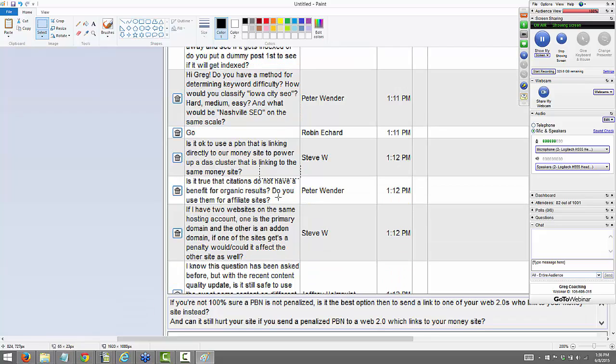All right, from Steve, is it okay to use a PBN that is linking directly to our money site to power up a DAS cluster that is linking to the same money site?